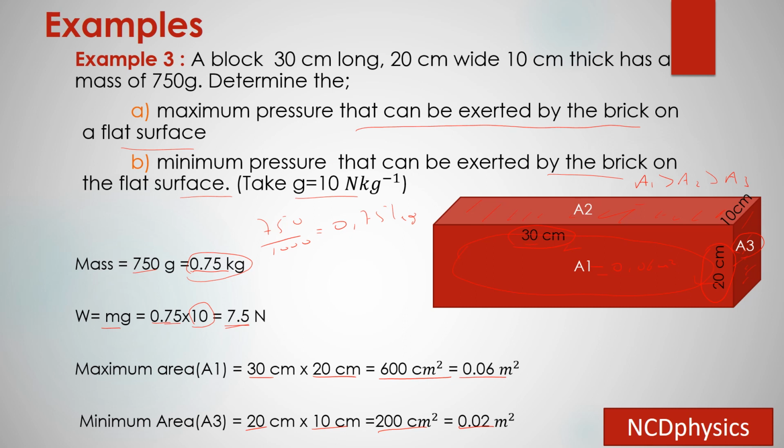Okay, then how about A2? A2 is equal to 30 centimeter multiplied by 10 centimeter, which is equal to 300 centimeter square, and which is equal to 0.03 meter square. Okay, so you see that the maximum area is A1 and the minimum area is A3.